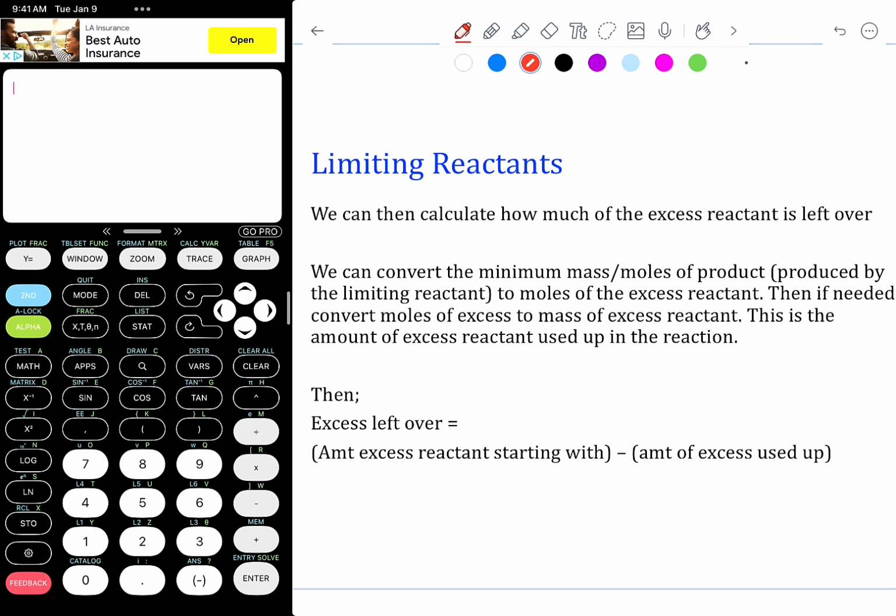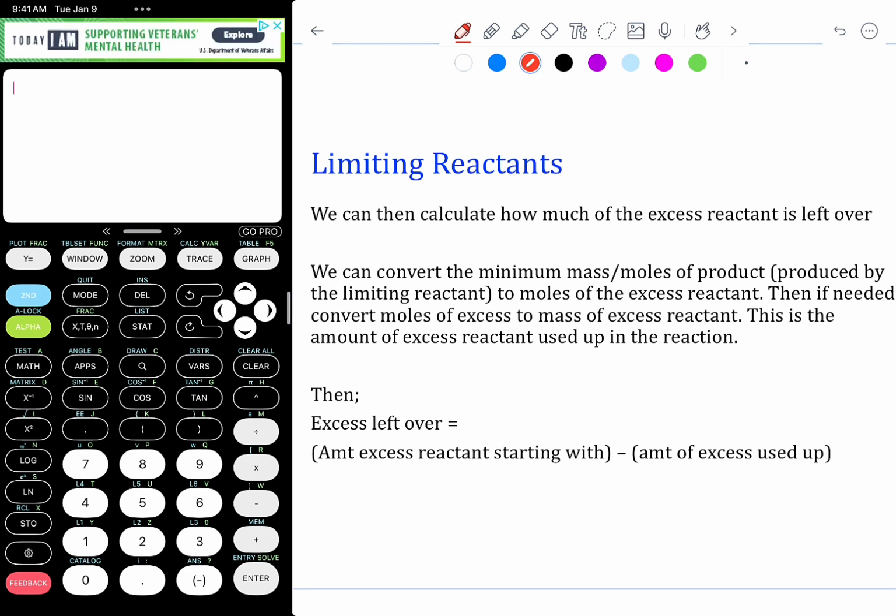So what we can do is convert the minimum mass or mole amount produced by the limiting reactant to the moles of the excess reactant. Then, if needed, we have to convert moles of excess to mass of excess, depending on what the problem gives us. And this is the amount of excess reactant used up in the reaction. So we're basically saying I'm going to take the lesser amount of my product that was produced by my limiting reactant, and I'm going to work backwards and determine how much of my excess reactant I actually used up.